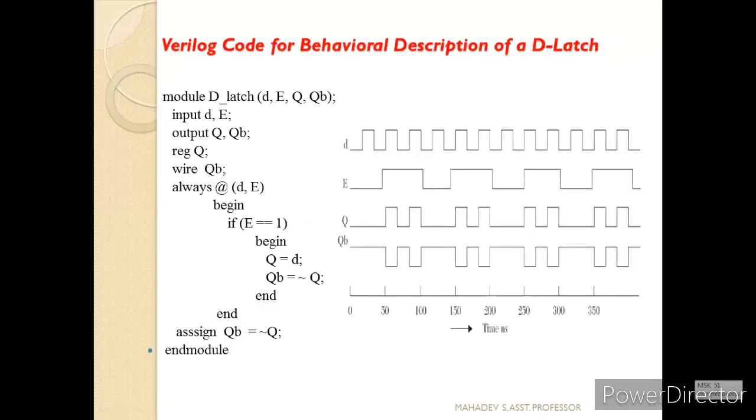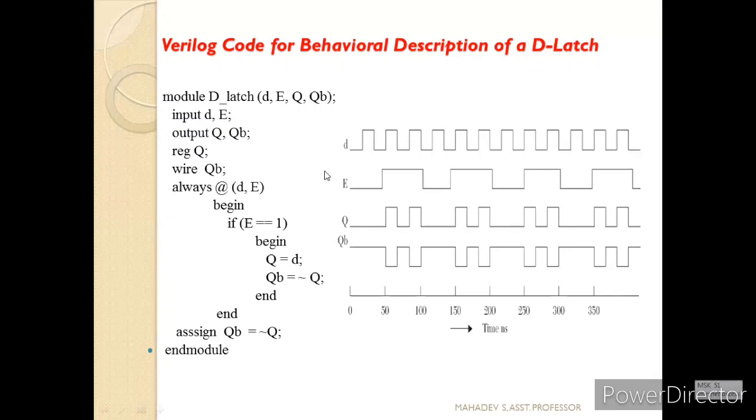Let us see a simple example of a D-latch. Since it's a D-latch, we are using D as input, E as enable, and Q and Q bar as outputs. The sensing signals are D and E. If enable is 1, then D is assigned to Q, and Q bar is the not of Q. If enable is not 1, it has to maintain the state. And assign Q bar is equal to not Q.